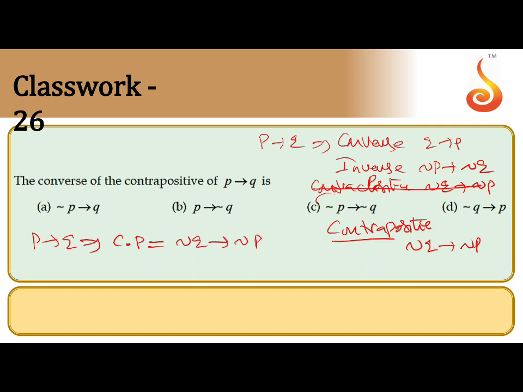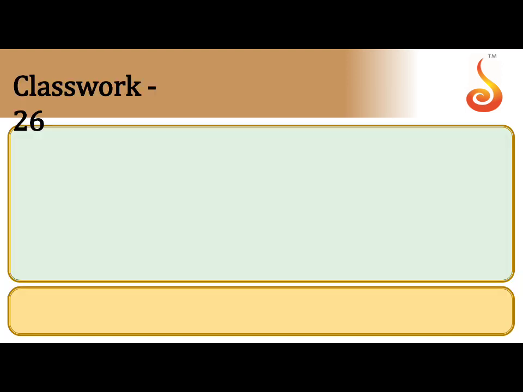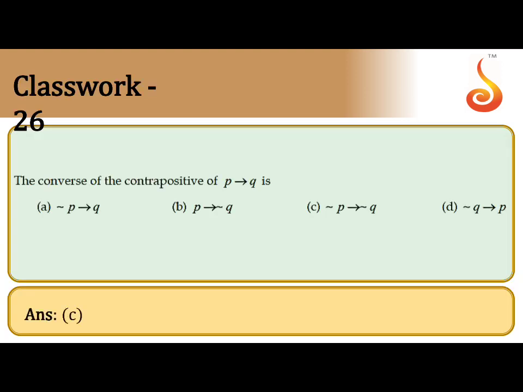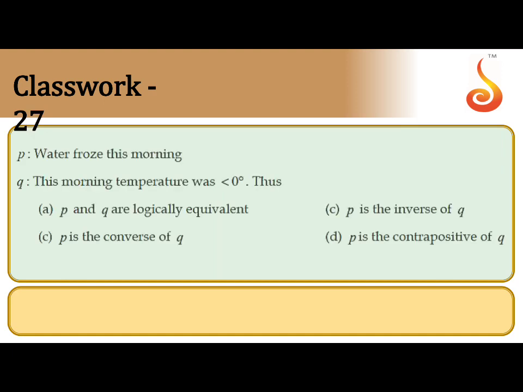So converse means reverse it. Converse of the contrapositive, CP means contrapositive, that is nothing but negation of P implies negation of Q. So which option is matching negation of P implies negation of Q? Option C is matching. That is the answer. I hope you get this one. So check the answer. Option C is correct. All simple questions only, but a little practice is required.